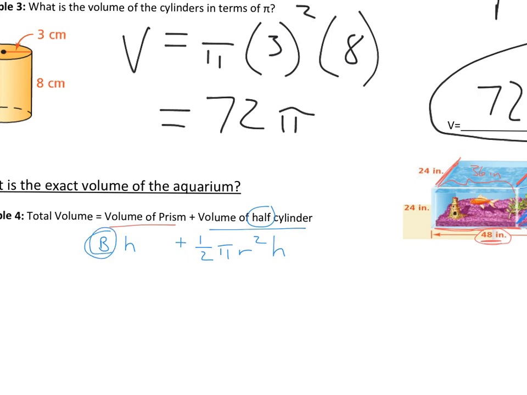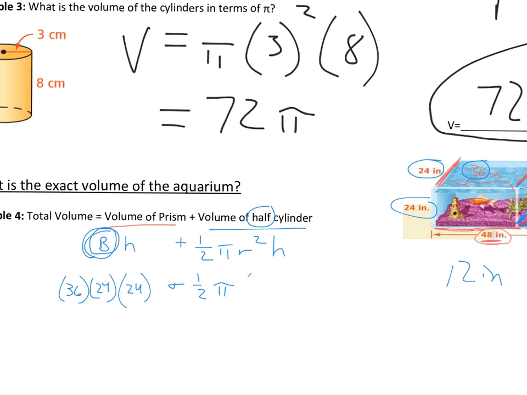Well, what's the area of this base? The area of that base is going to be 36 times 24. What is the height? The height is also 24. What is the radius? Remember, we figured out the radius over there was 12 inches. Not 24 inches, but 12 inches. 24 would be the diameter. And the height of the cylinder, well, it's the same as the rest of the tank. That is also 24. At this point, I can start to put some of this in my calculator.